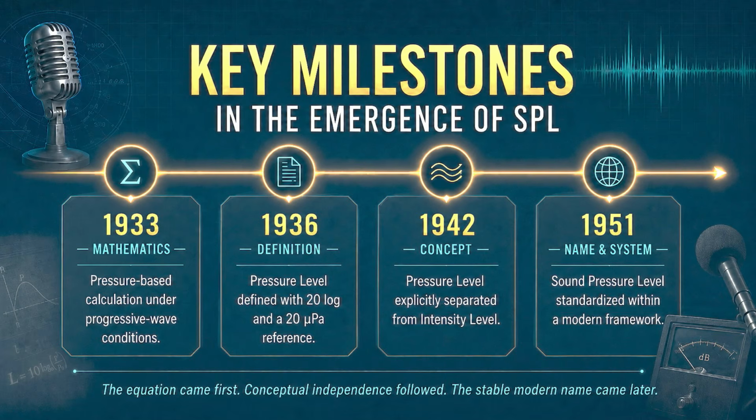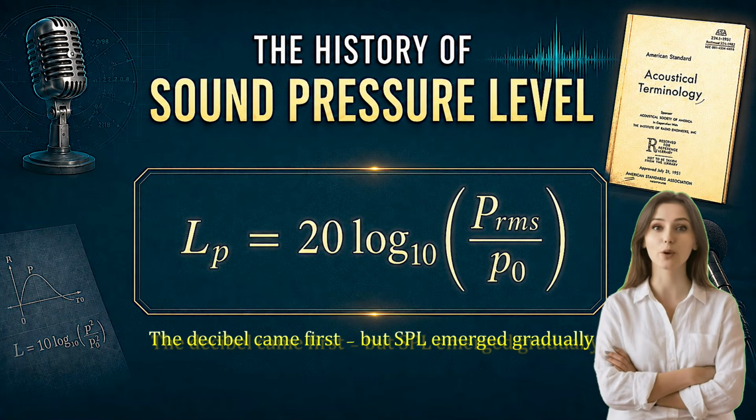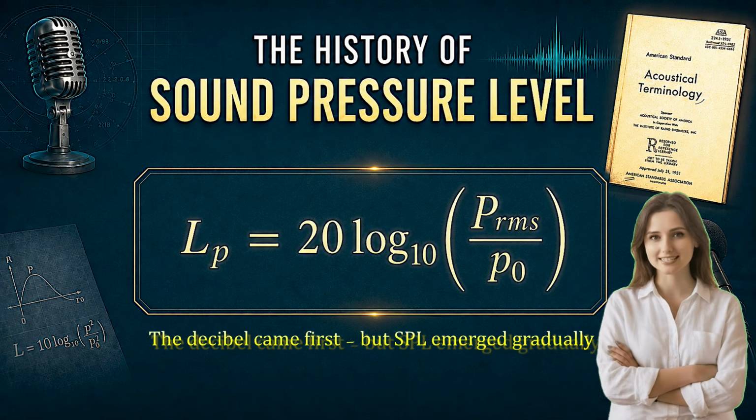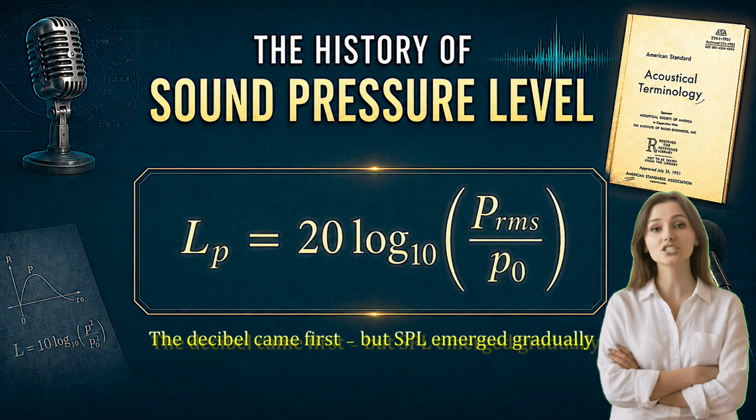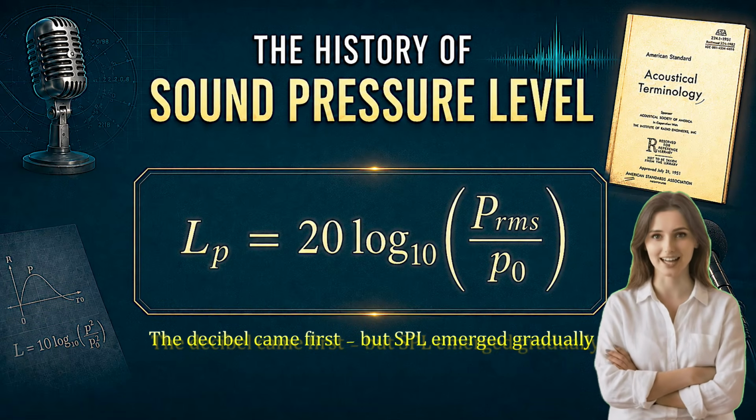So the development was not one single invention. The equation came first. Conceptual independence followed. And the stable modern name came later. Sound pressure level was not invented on a single day. It evolved. And that is why SPL has no single birthday. So SPL was not born in a single moment. It emerged step by step, through mathematics, definition, conceptual independence, and finally, a modern name. And that is how sound pressure level gradually took the form we know today.